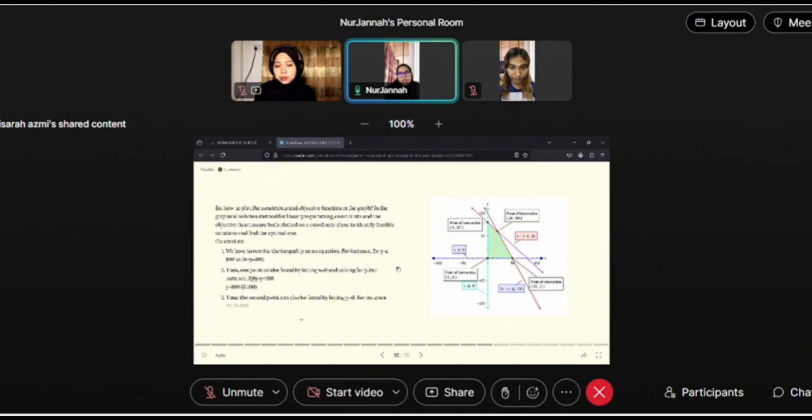Then the second point can be found by letting y equal 0, so 2x plus 0 equals 100, and 2x equals 100, so x is 50, and the point we get is x 50 and y 0. And we have to shade the region on the graph that satisfies the inequality, as this represents the feasible area that meets the constraints.